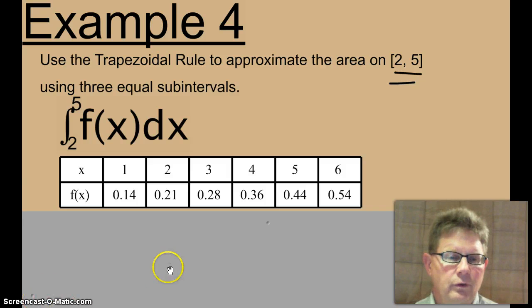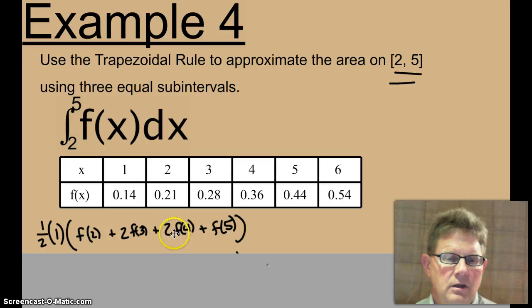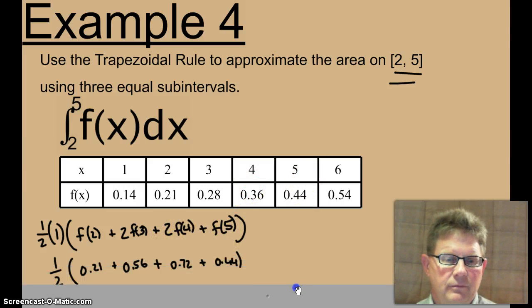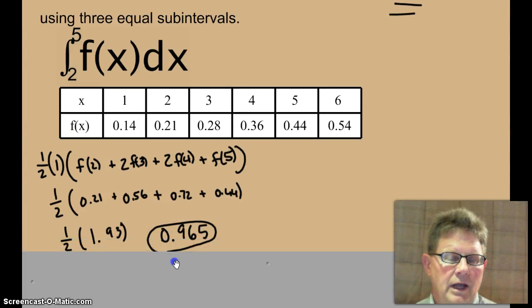Okay, hopefully you actually did what I asked you to do. So I got my D to be 1, so 1/2 times 1. Alright, f of 2, because that's the end base, plus 2 times f of 3, plus 2 times f of 4, plus f of 5. So 1/2 of 1.93, I got 0.965.